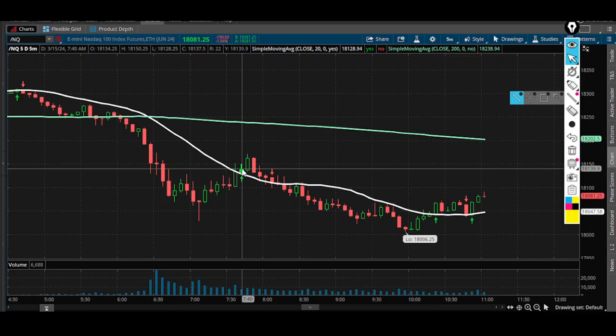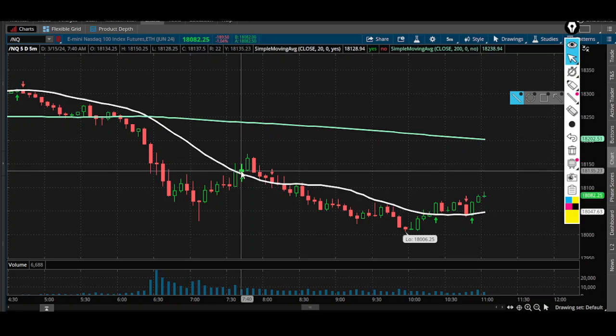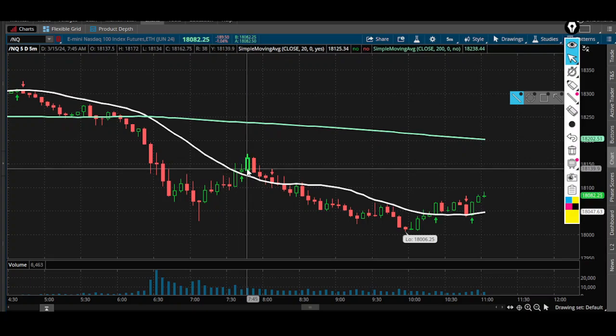This was a 22-point range candle. It closes back over the 20 period moving average. The high price is 18,150. The next candle does confirm and goes up to a high price of 18,172. So the range here was 22 points.